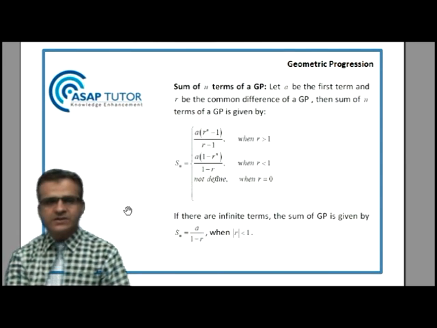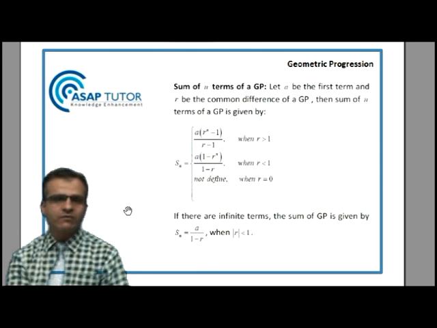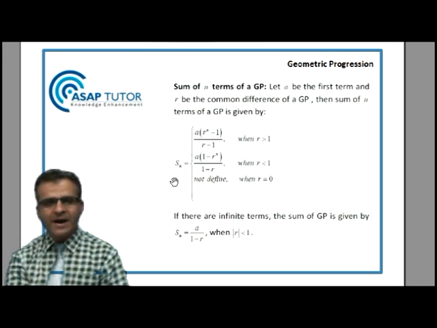Now the next is the summation of n terms of a GP. If we have a GP with the first term as A and the common ratio as r, then the sum of n terms of the GP is given by Sn is equal to A into r raised to the power n minus 1 divided by r minus 1. This formula we use when r is greater than 1. Similarly, if r is less than 1, then the formula for the summation is A into 1 minus r raised to the power n over 1 minus r.